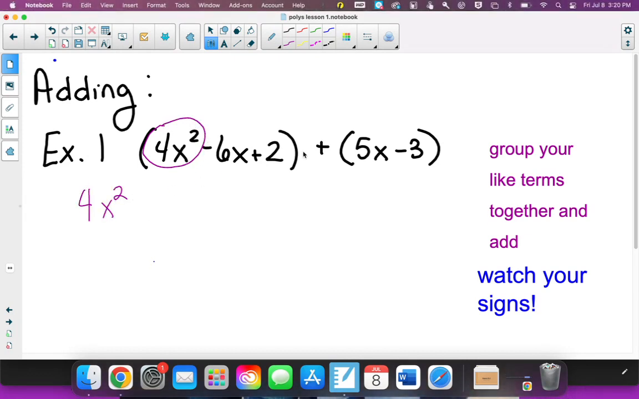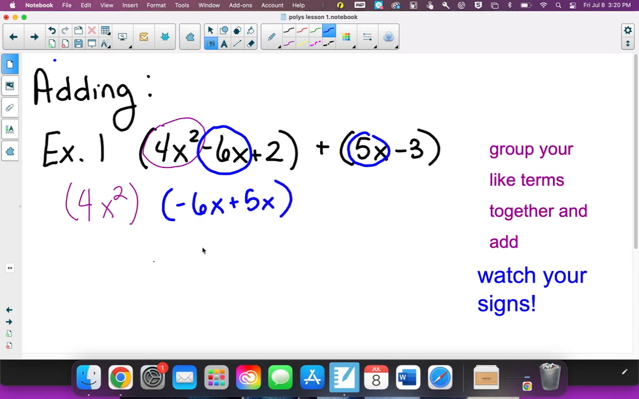Okay, and I'm adding, and I need to check to see if there is another like term, another x squared that needs to go with it. Okay, there's not, so that is grouped by itself. Okay, so then I go through and all right, now I need to go to the next term. So my next term is negative 6x. And again, I need to look for all of the pieces that just have an x. And there's the other piece. And again, I'm adding. So I'm adding negative 6x and 5x. I've grouped my like terms.